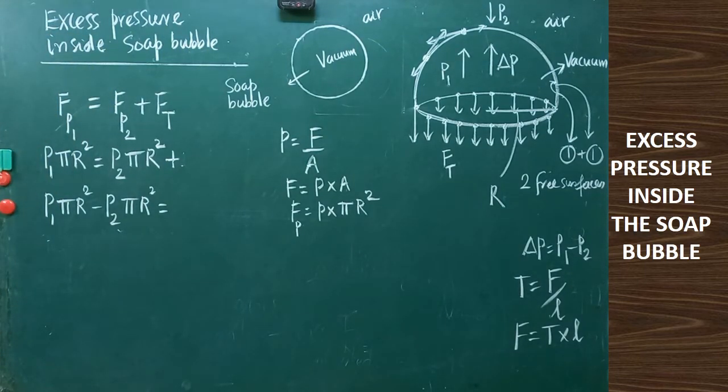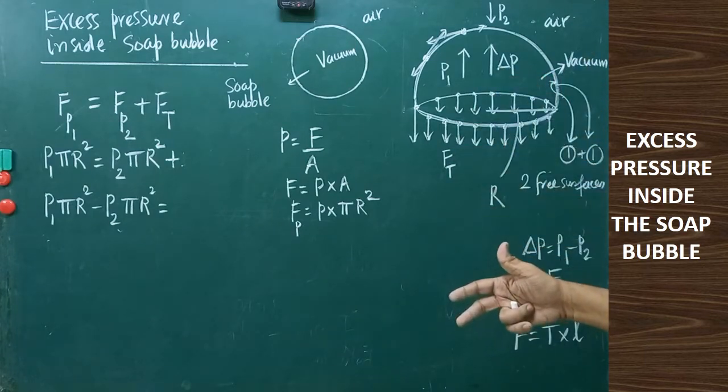In the case of a soap bubble, how many free surfaces are there? Look at here. Within this, vacuum is there, so there will be a free surface, and another surface is outside, in contact with air. One surface is in contact with vacuum, another surface is in contact with air. Therefore, how many free surfaces are there? 1 plus 1. Therefore, 2 free surfaces are available in the case of a soap bubble. Are you clear? Now, as usual, the same kind of treatment is to be done for the derivation.